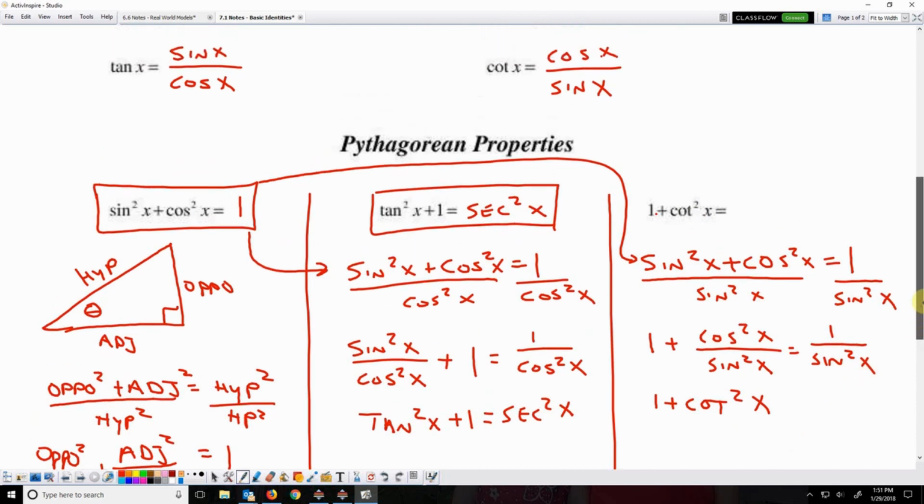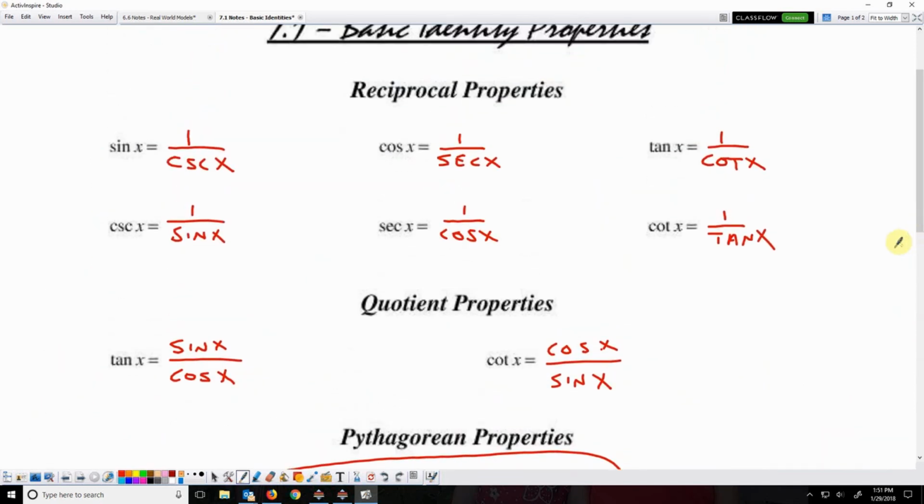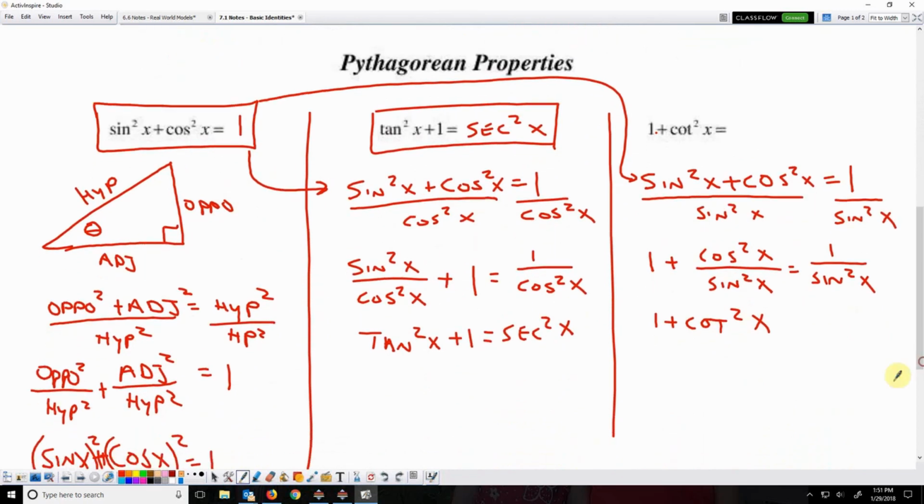And 1 over sine squared x. Cosecant is 1 over sine x. So 1 over sine squared x is cosecant squared x. So 1 plus cotangent squared x equals cosecant squared x. So those are the 3 Pythagorean properties.